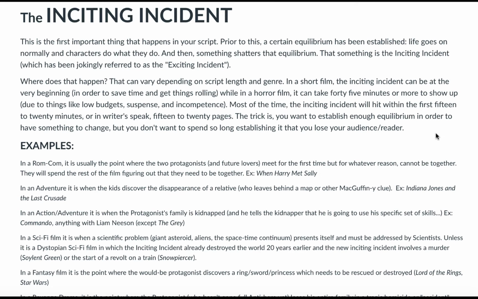You never know. Most of the time, though, the inciting incident will hit within the first 15 to 20 minutes, or in writer speak, 15 to 20 pages. There's pretty much a one-to-one relationship depending on the kind of writer you are. The trick is you want to establish enough equilibrium in order to have something to change, but you don't want to spend so long establishing it that you lose your audience or reader. So you have to have something there, some sort of normal life that you establish a little bit of, and then you want to just shatter that like a pane of cheap candy glass, okay? And then that's the inciting incident that does that.